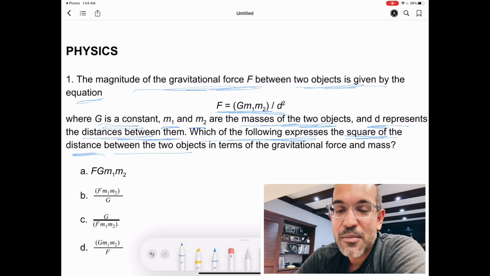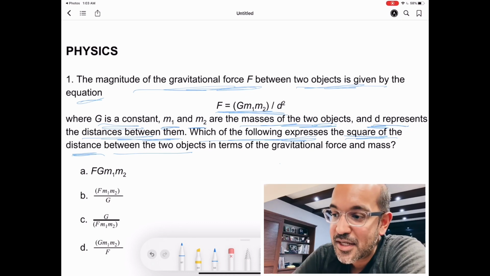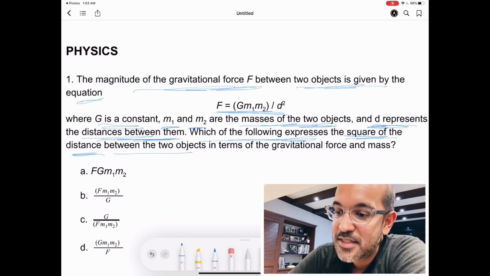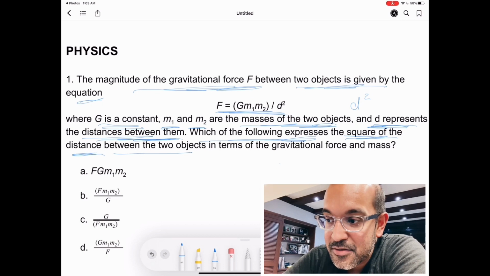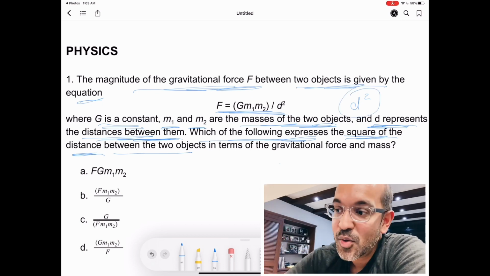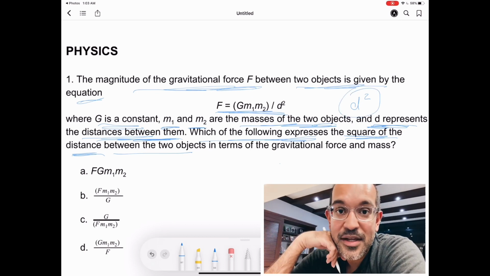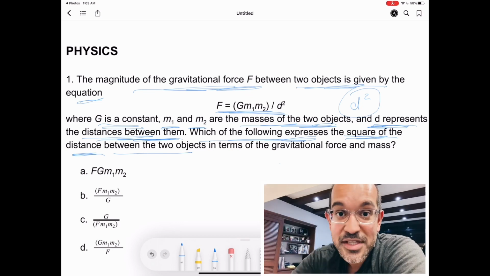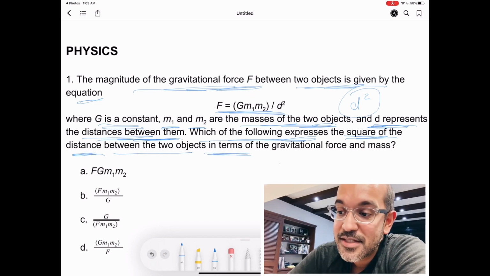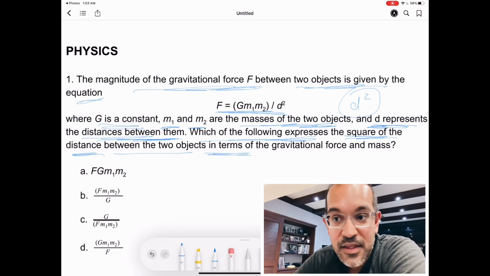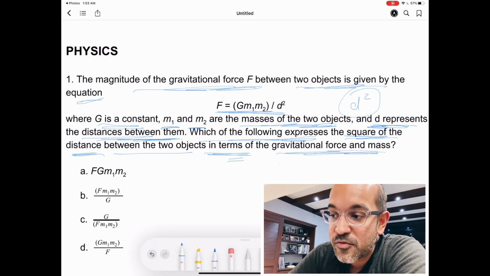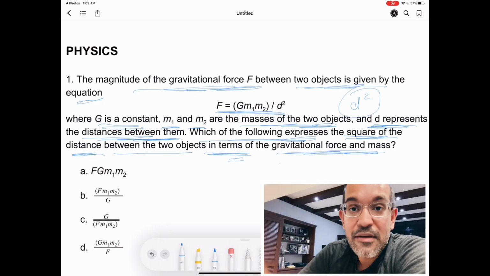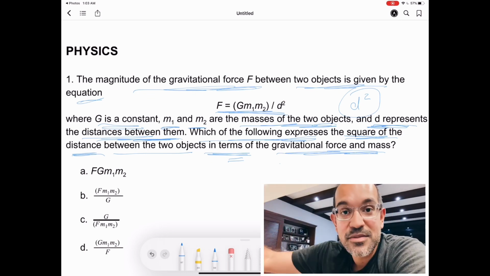Which variable represents the distance between the two objects? What does it say? D represents the distance between the two objects. So the square of that would just be what? D squared, okay? So the question is really just asking for D squared, all right? So we just have to solve for D squared, and then it says "in terms of," which just means on the other side of the equal sign, okay? Gravitational force and mass. It means that the gravitational force and mass, everything else has to be on the other side of the equal sign.